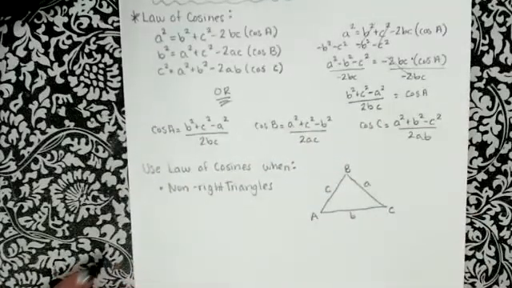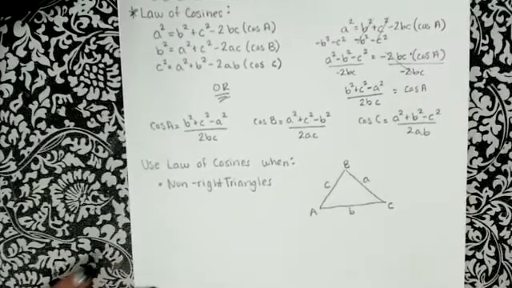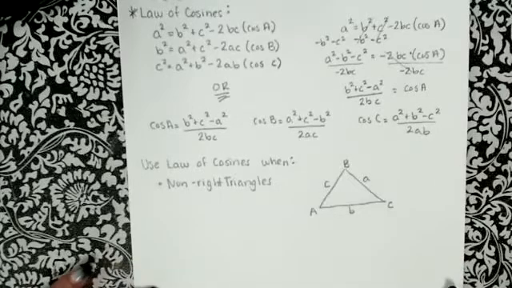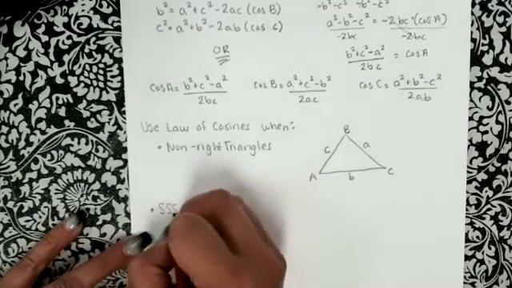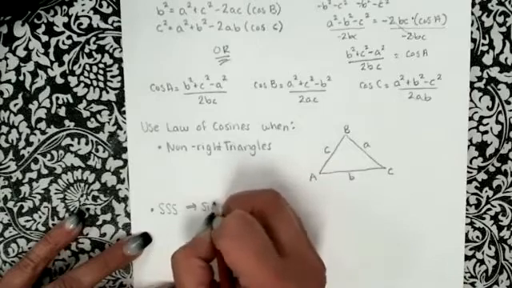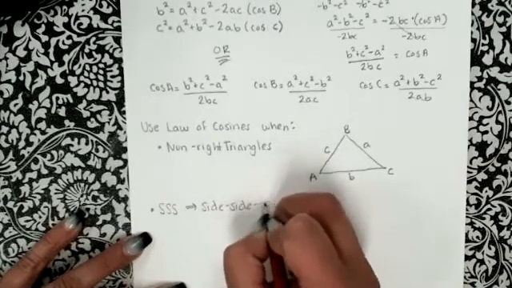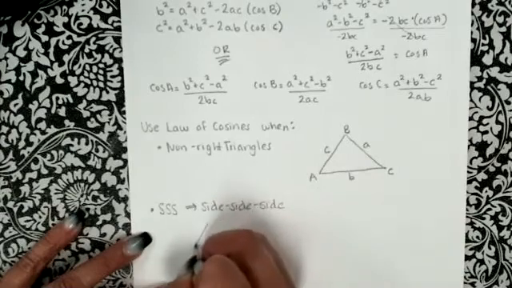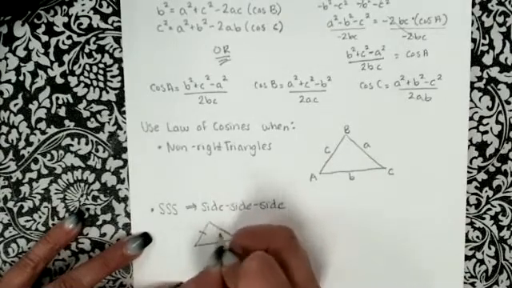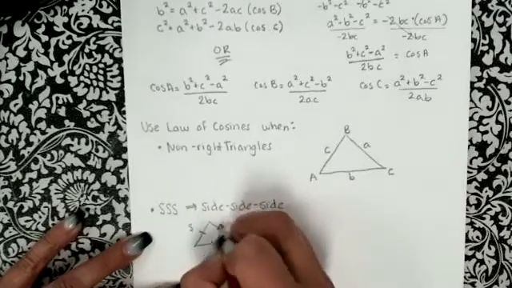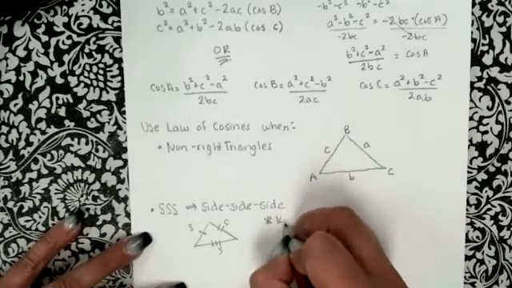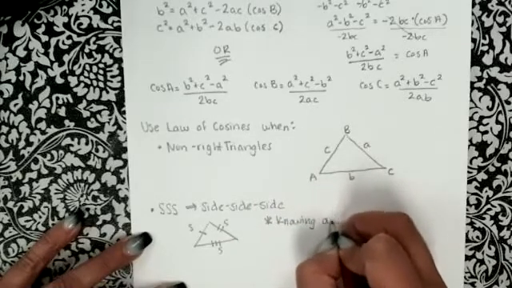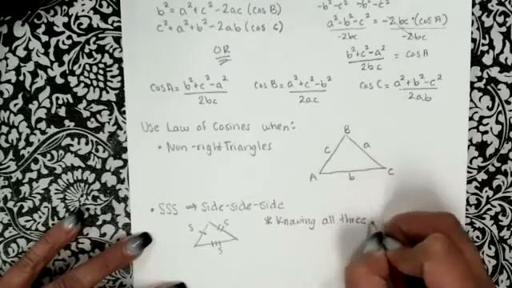Now, just like in law of sines, there's two types of triangles where you use the law of cosines. The first one is going to be side, side, side. So whenever they give you the side of a triangle, the side of a triangle, and the side of a triangle. So they're going to give you this measurement, and this measurement. You are going to use the law of cosines, knowing all three sides.